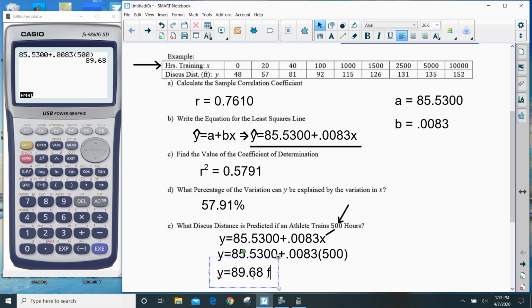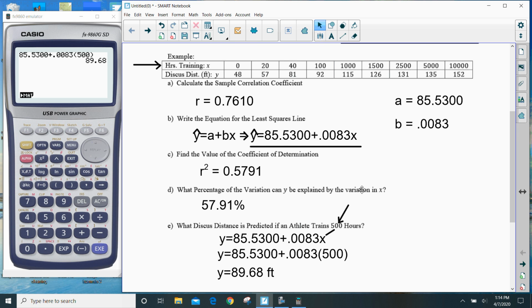This is in feet. So if you were to train 500 hours, how far would you expect to be able to throw a discus? You would expect to be able to throw a discus 89.68 feet. So that's where 500 would kind of get you. It's a little bit different than what the table kind of implies, but that's what it is.